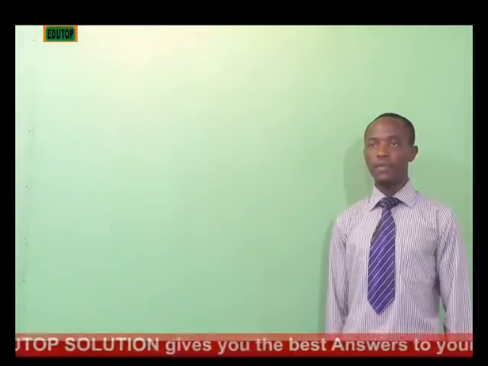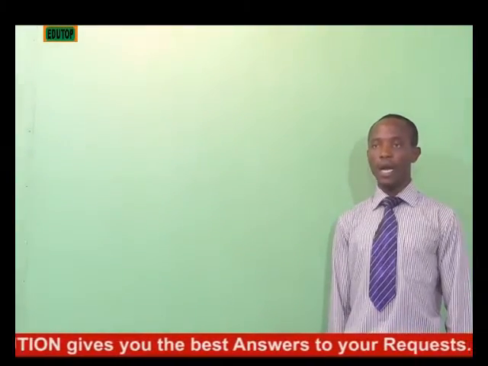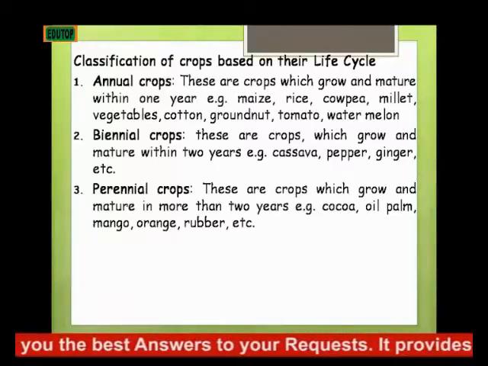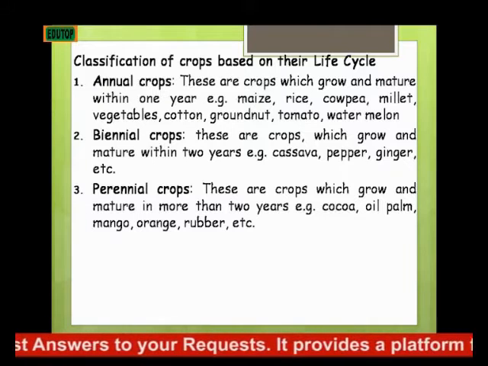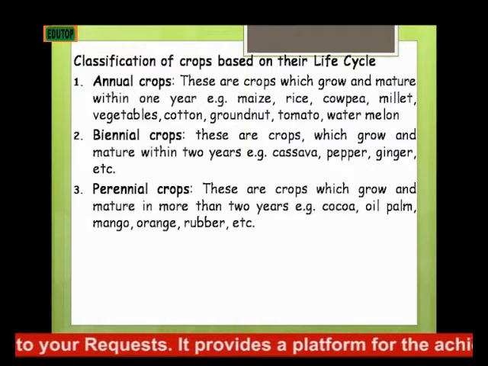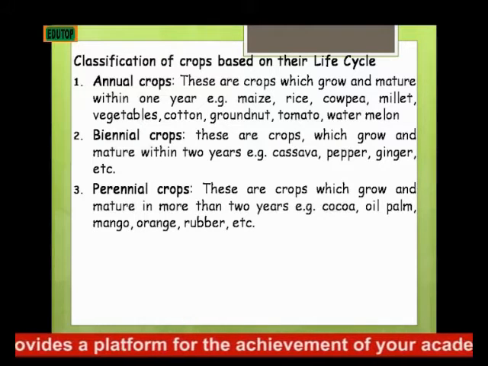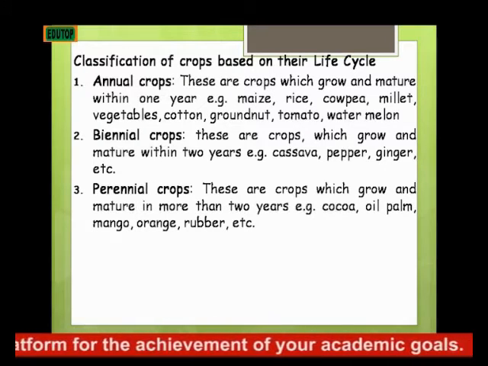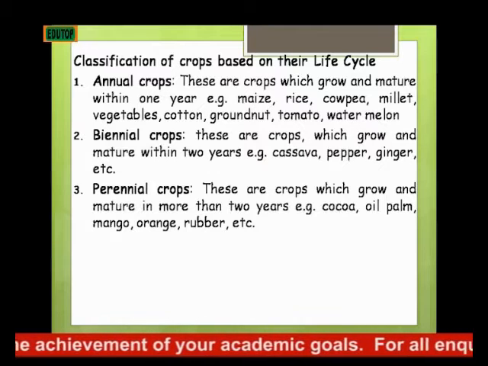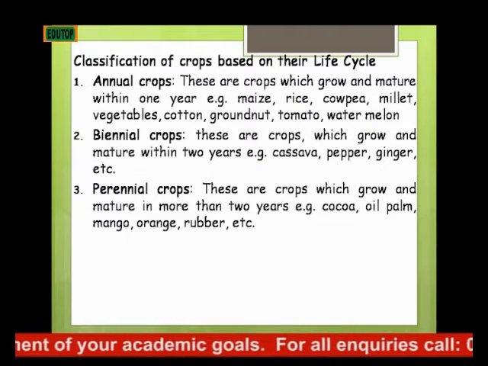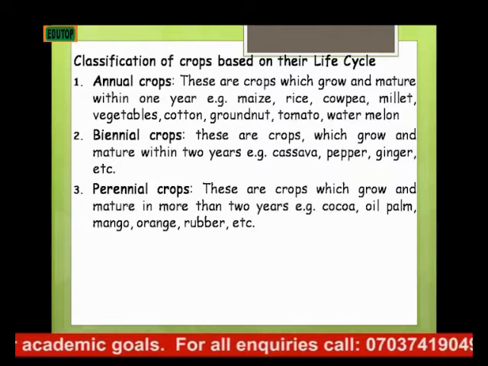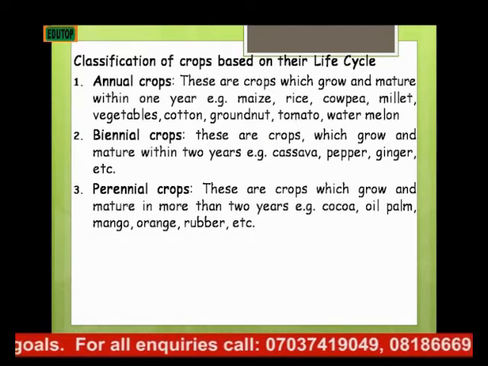Then we now have the classification of crops based on their life cycle. We have three classifications. We have the annual crops. These are crops which grow and mature within 1 year, e.g. maize, rice, cowpea, millet, vegetable, cotton, groundnuts, tomato, watermelon. These are crops that grow and mature within 1 year, and they are known as annual crops.